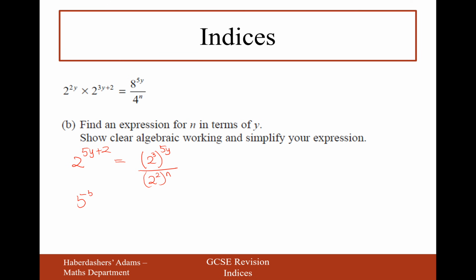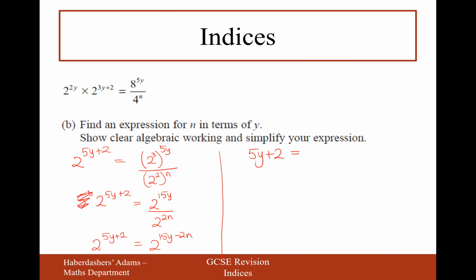So let's now expand these brackets. That's 2 to the 5y plus 2 equals, now we multiply the indices here, 2 to the 15y over 2 to the 2n. Let's now subtract the indices on the right hand side. So it's going to be 2 to the 15y minus 2n. Okay, so now that we've got two indices on the left and the right hand side, we can set those indices to equal each other. We've got two powers, so we'll set them equal to each other. So 15y minus 2n is equivalent to 5y plus 2.